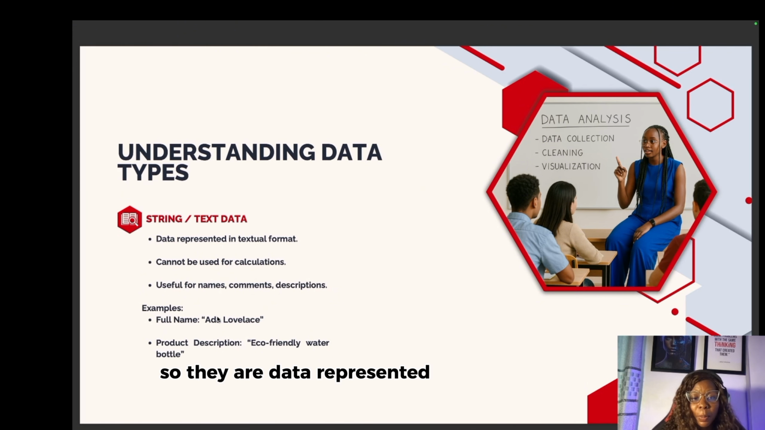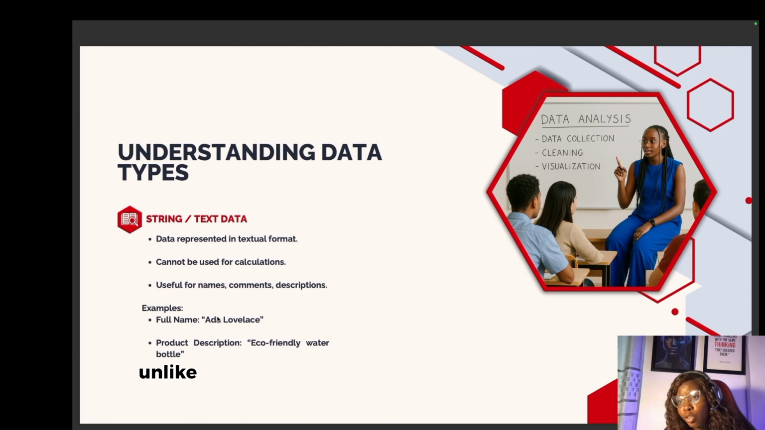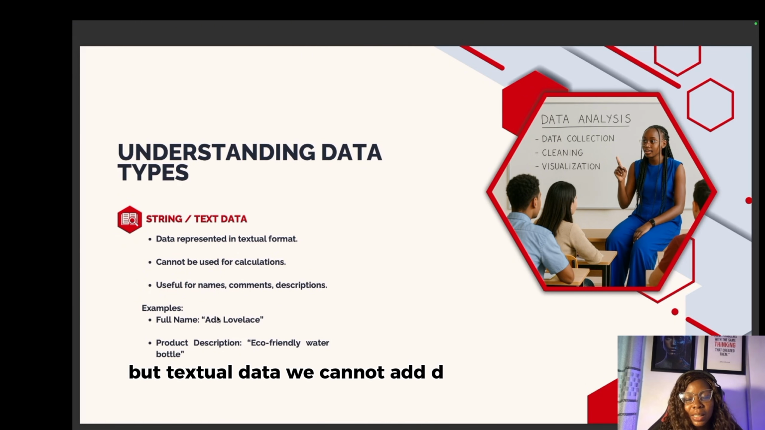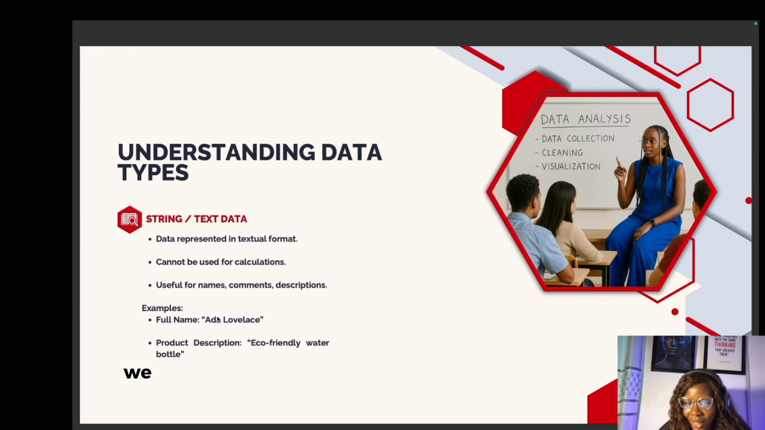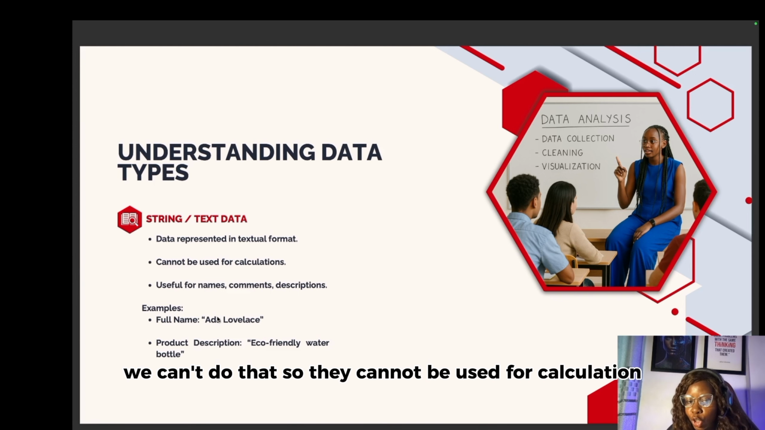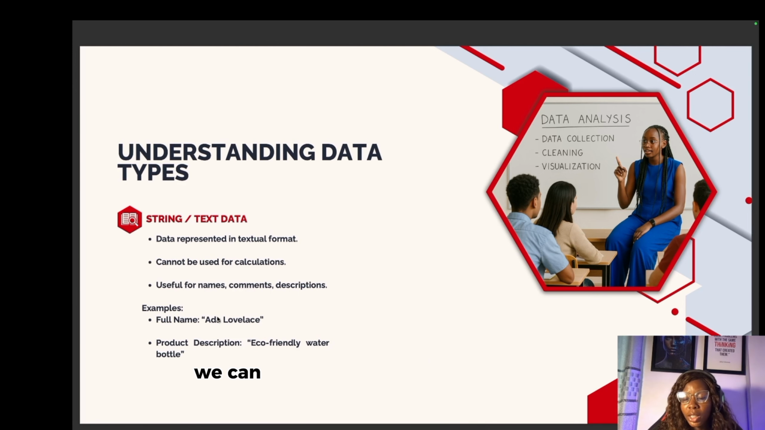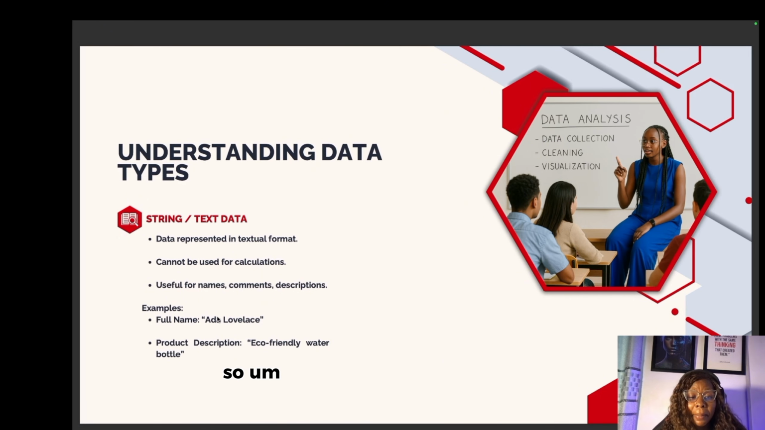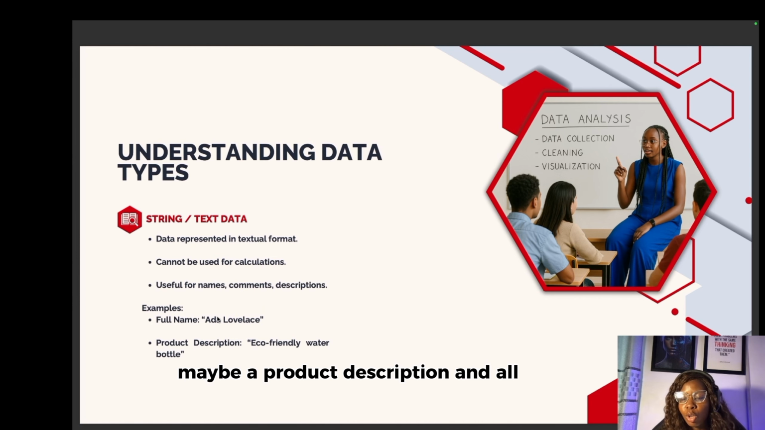data. So they are data represented in textual formats, and it cannot be used for calculation. Unlike numbers, we can use numbers for calculation, but textual data, we cannot add D plus A or T plus B. No, we can't do that. So they cannot be used for calculation. We can use them for names, we can use them to describe something, we can use them for comments, we can even use them in terms of category, remember. So examples are your name, maybe a product description and all of that. Once it's just textual or alphabetic, then it is called a string data type.